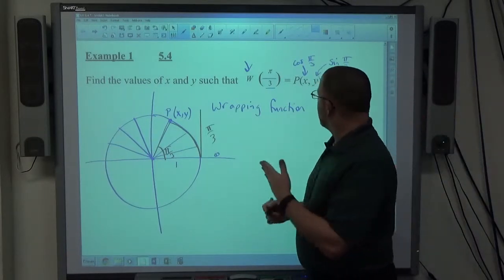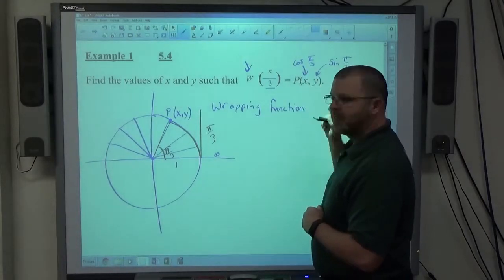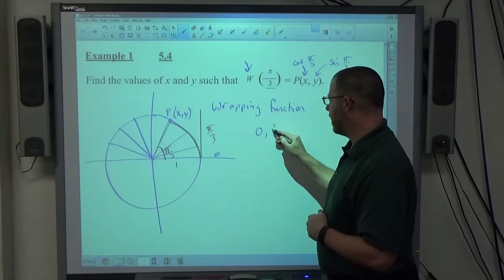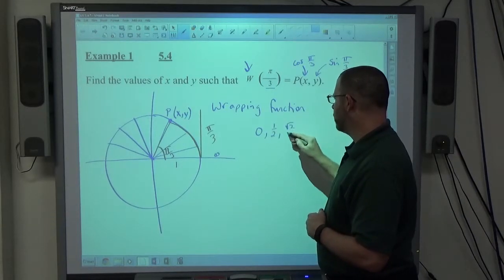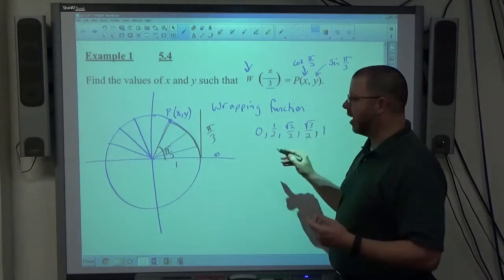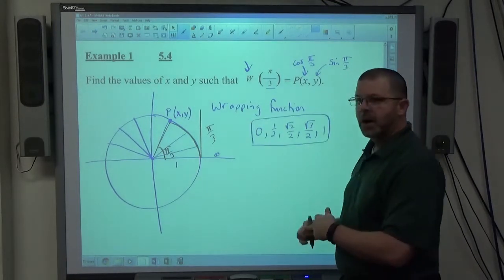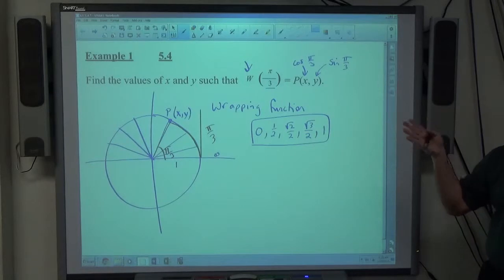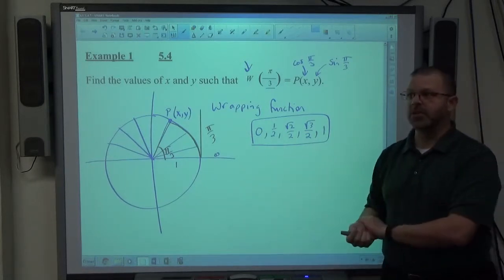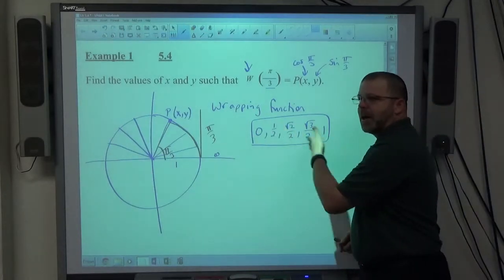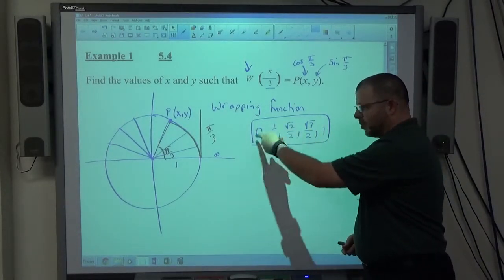What I do is, again, considering cosines like x and sines like y, the only answers to these are going to be 0, plus or minus 1/2, plus or minus the square root of 2 over 2, plus or minus the square root of 3 over 2, and plus or minus 1. Those are the only answers to a sine or cosine in a wrapping function scenario, because they're not going to give you a wrapping function of pi over 73 or something weird like that that's not on your sheet. They're going to use these specific angles that you've been told to memorize.